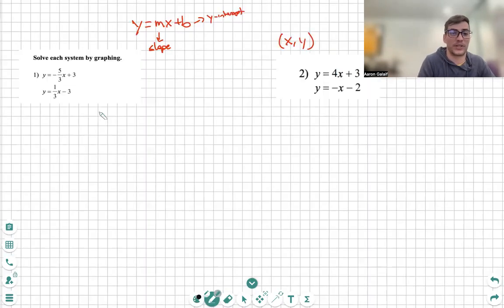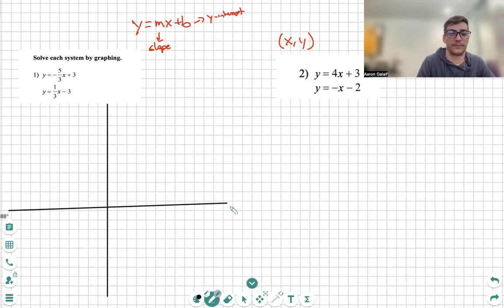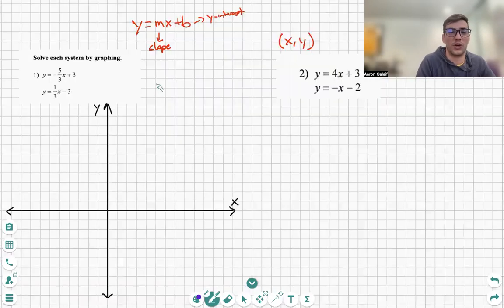So the first thing I'm going to need to do is draw an XY coordinate plane. There we go. Make it pretty. Put your arrows. Put your labels, Y and X. There we go. Then we need to graph this first equation.